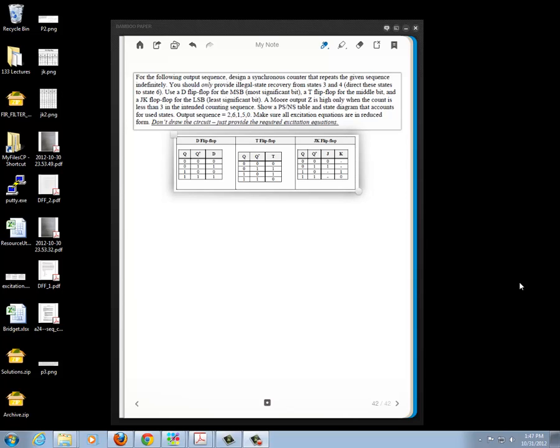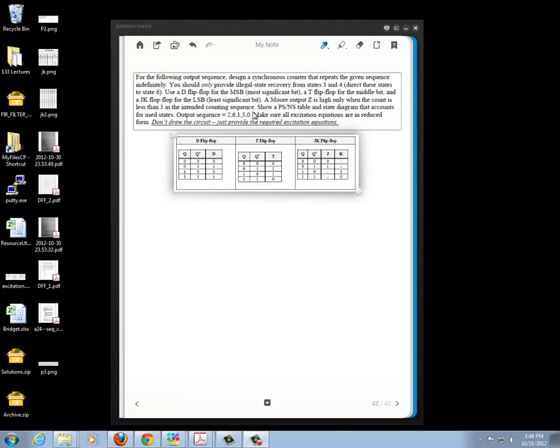The output sequence should be 2 6 1 5 0. Make sure all excitation equations are in reduced form. And it says don't draw the circuit, but we will go ahead and draw it so you can see the completeness of everything. Alright, so we are starting with knowing our output sequence needs to be 2 6 1 5 0.